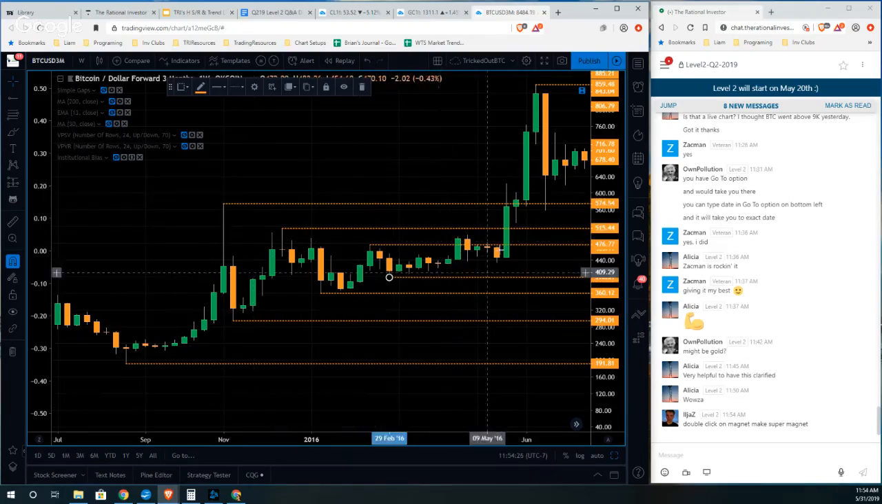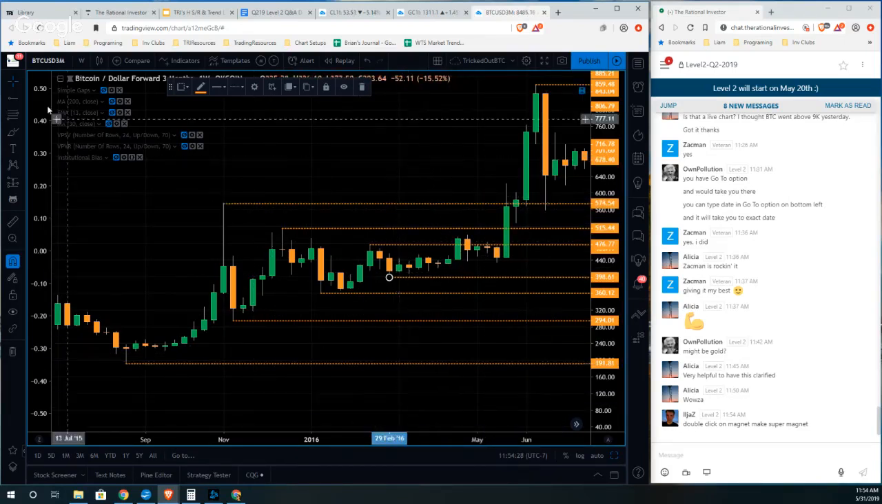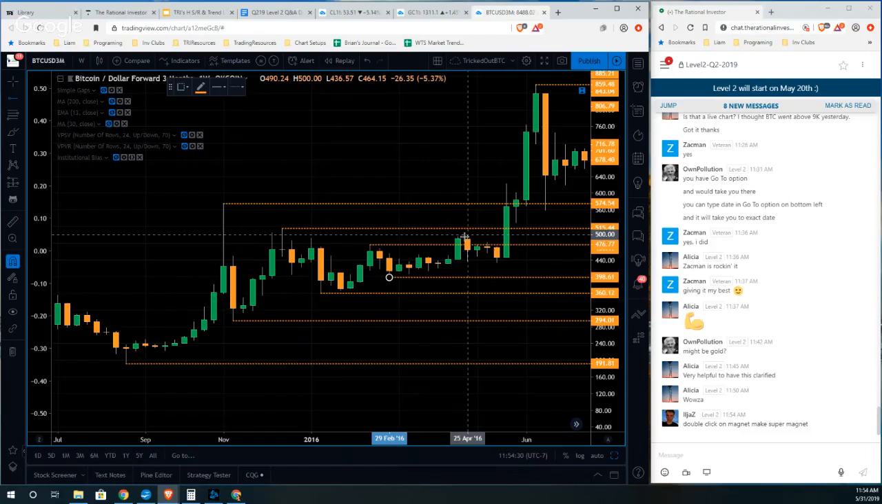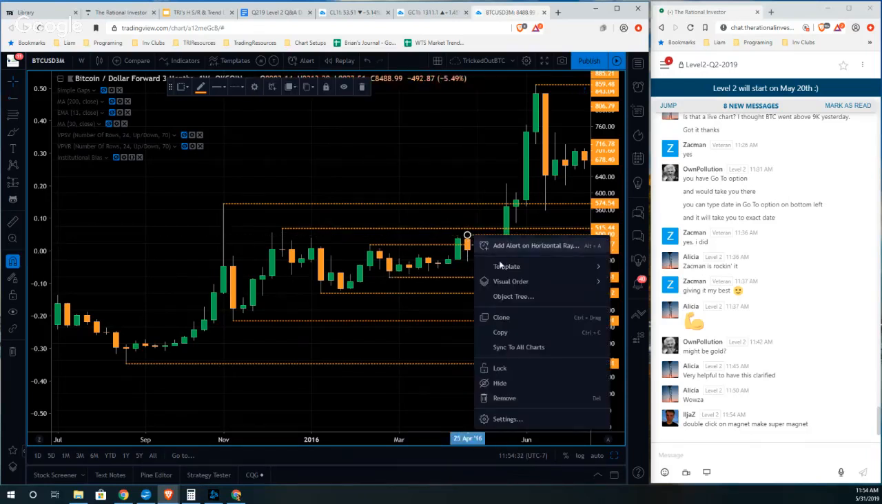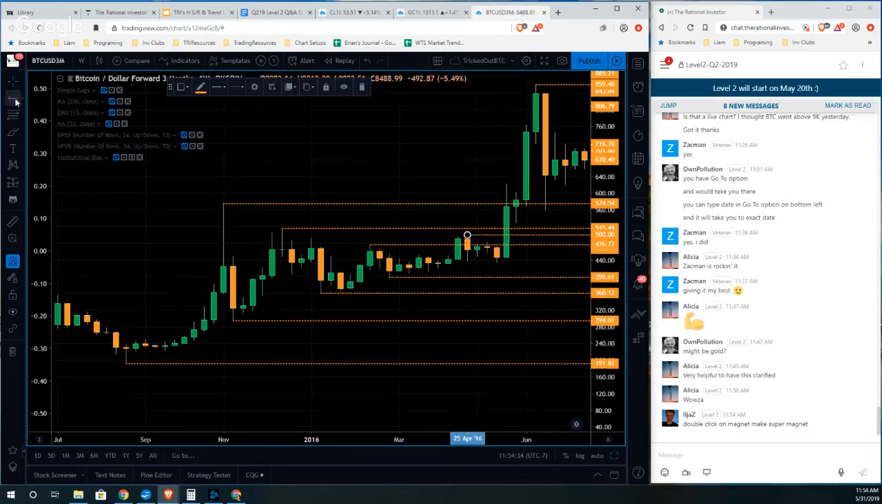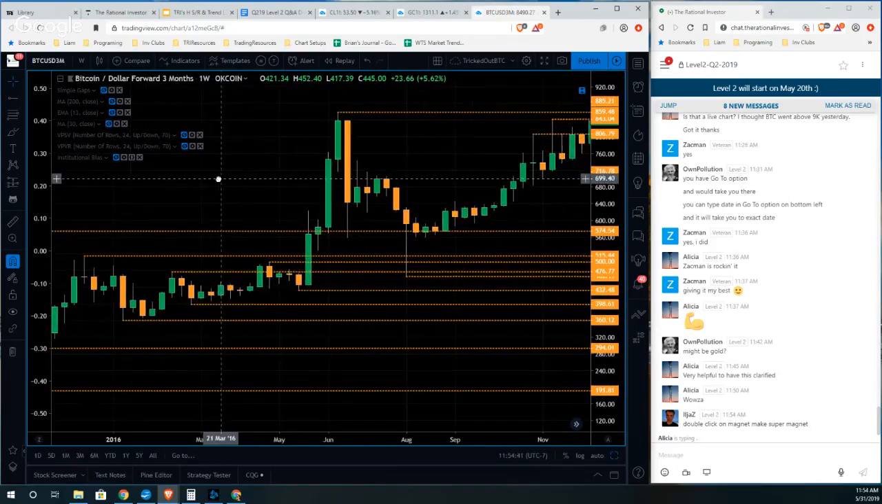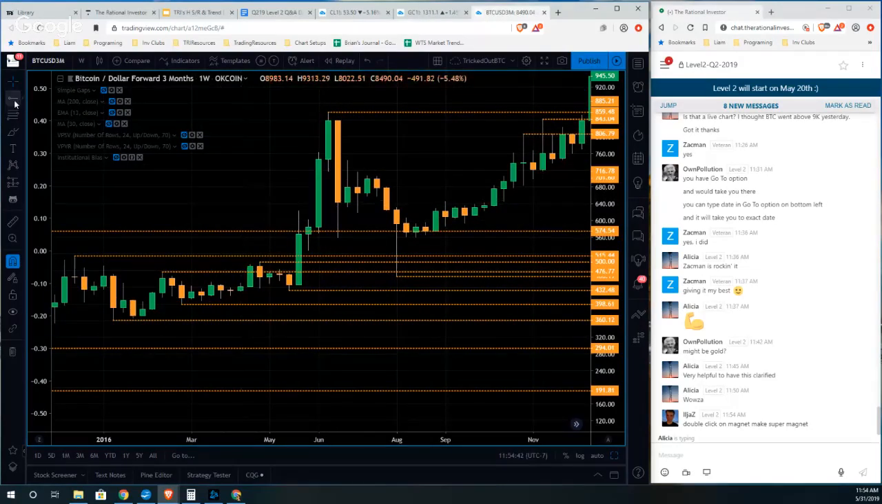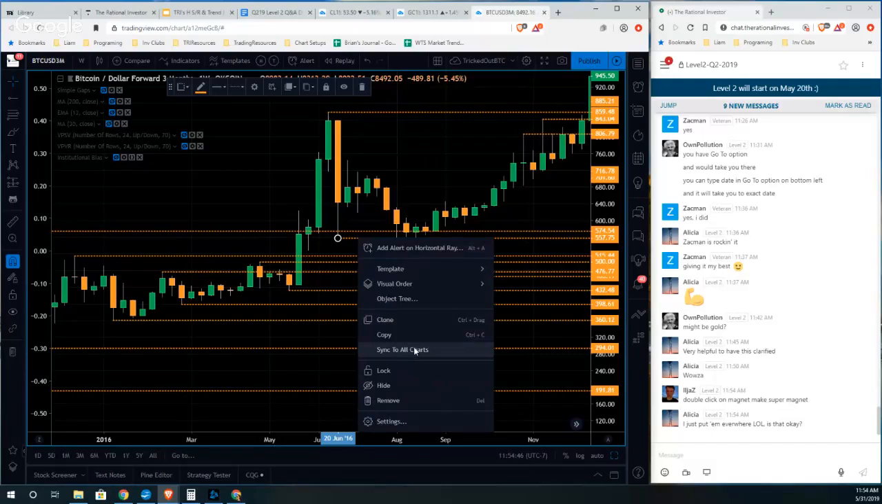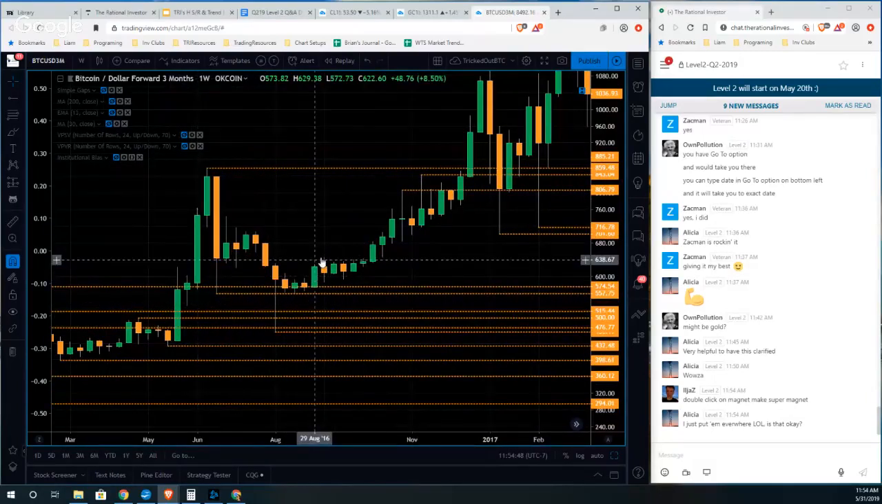You can see the levels starting to develop. Could you do one off of here? Sure, why not? Could we do one off of here? Sure, why not? Really, you could do them all along here.